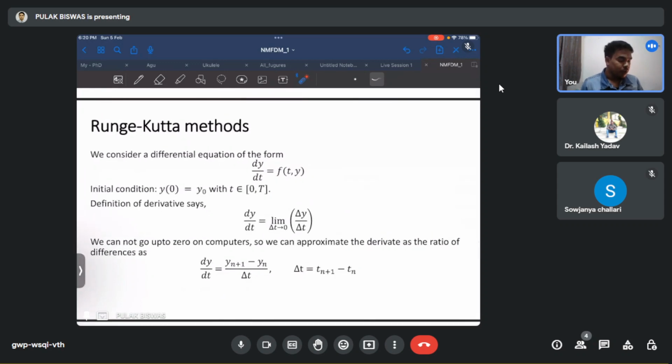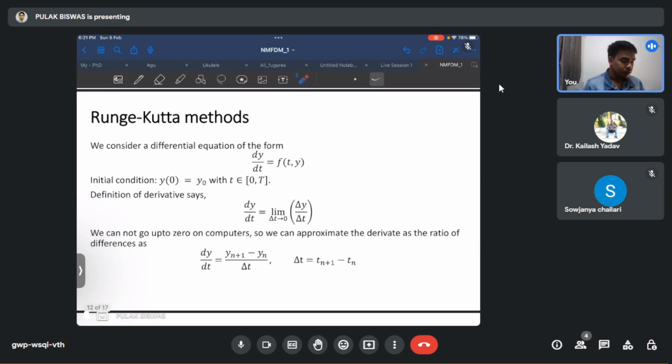Now the main important thing that comes in order to solve ODEs are the Runge-Kutta schemes. Suppose this is the equation, one ordinary differential equation, with the initial condition given like this: at t equal to 0, y's value is y0, and this is valid for some domain like 0 to T, capital T.